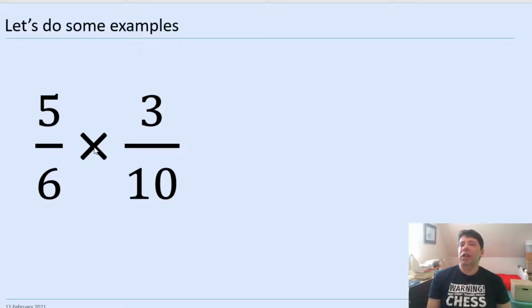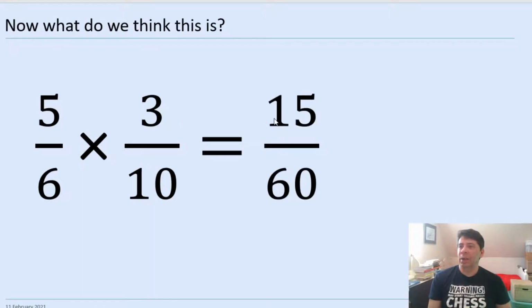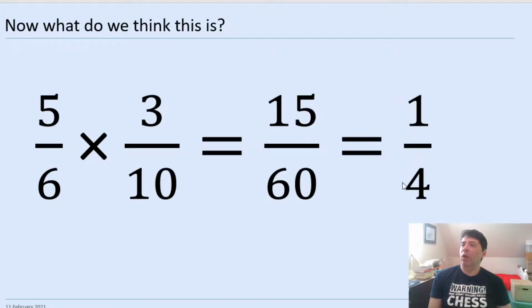What is 5 over 6 times 3 over 10? So this would be quite hard to draw as a picture, not impossible, but quite hard. 5 over 6 times 3 over 10, so we multiply the tops, easy peasy, 15. Multiply the bottoms, 6 times 10 is 60. 15 over 60, and then again we cancel down. We look for something that goes into 15 and 60. The answer, of course, is 15 goes into 15 and 15 goes into 60. We can divide them both by 15. 1 over 4.